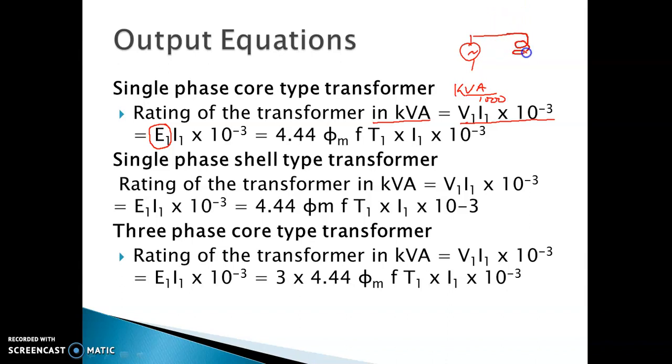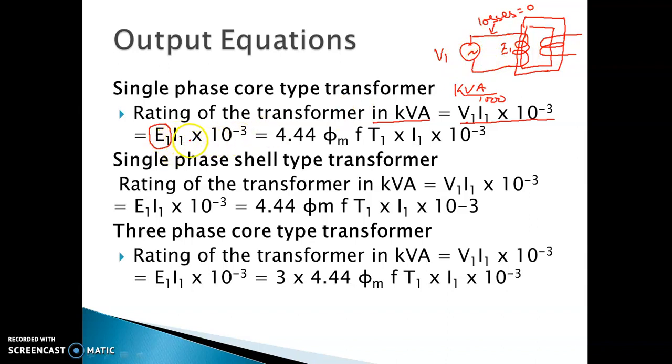Once I am just drawing like this, this is the core of the transformer, and you see here this winding is placed on the transformer. You can see this is the voltage V1 and here the voltage is E1. If the transformer is ideal, the losses will be neglected. Losses equal to 0. So V1 you can write as E1.